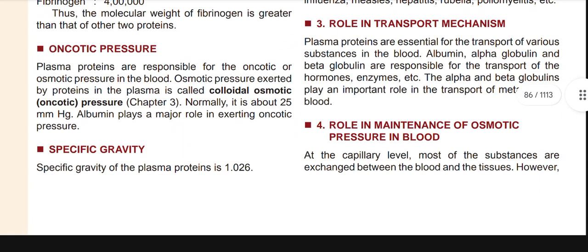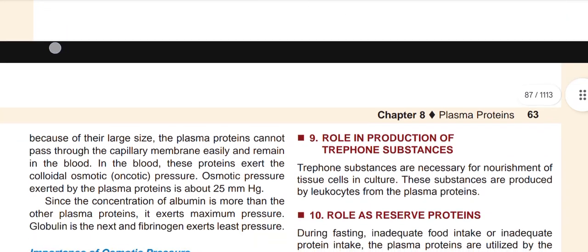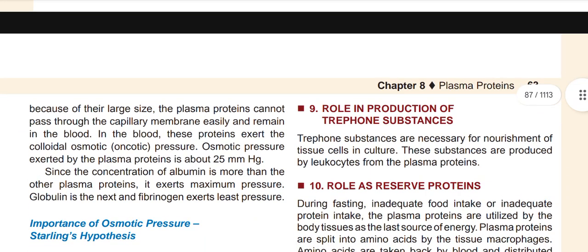Next, role in maintenance of osmotic pressure in the blood. At the capillary level, most of the substances are exchanged between the blood and tissues. So these are maintained by osmotic pressure. How? Because of the larger size of the plasma proteins, they cannot pass through the capillary membrane easily. They remain in blood generally.